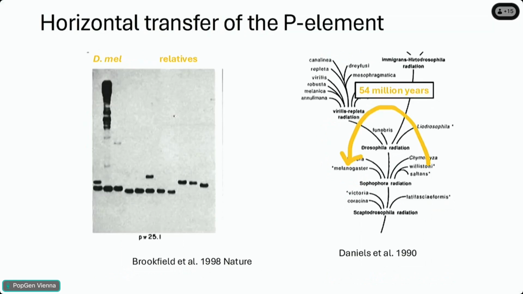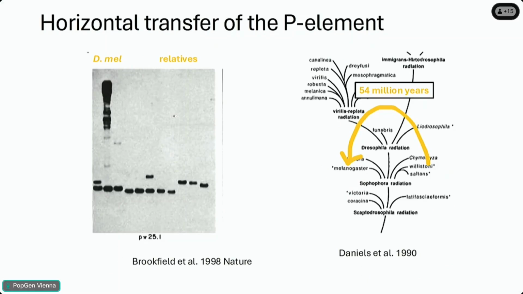Okay, so why is the P-element absent from the lab strains? It's because of when they were collected. So they were collected at some point in the past, say in the 1930s, and that was before P-elements existed in wild melanogaster populations. You look many years later, and wild melanogaster populations are full of P-elements.